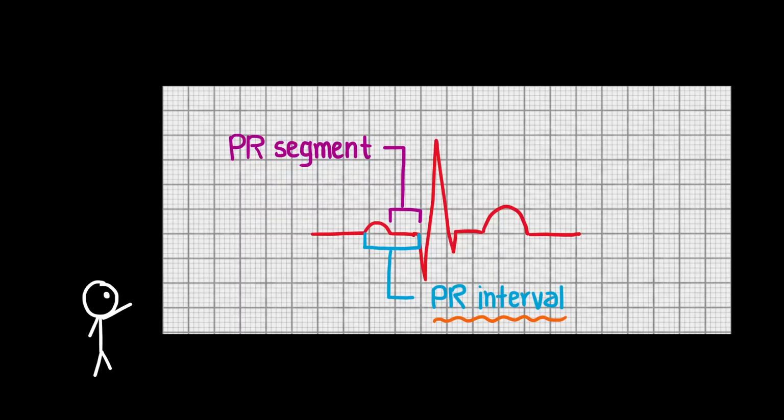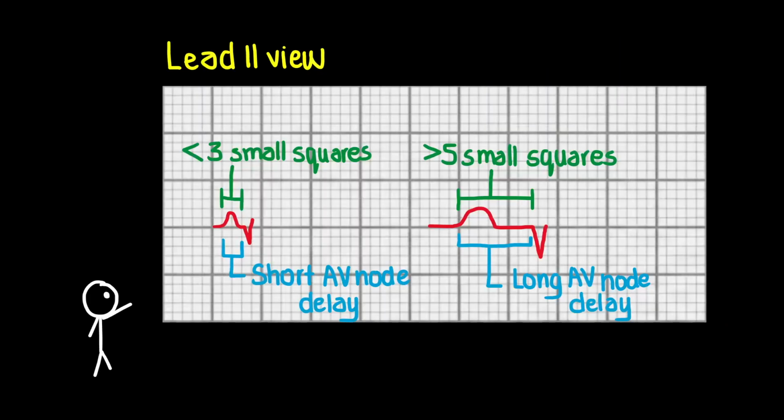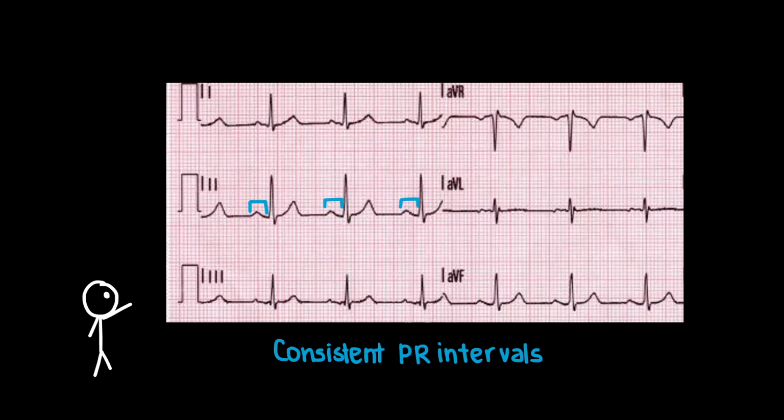The PR interval represents the electrical footprint of a deliberate pause in the AV node. This pause exists so that ventricles can fill before they contract. A short PR interval means the electricity crossed too fast, and a long PR interval means the electricity is crossing slower. A consistent PR interval is the best. It means the system is working properly.